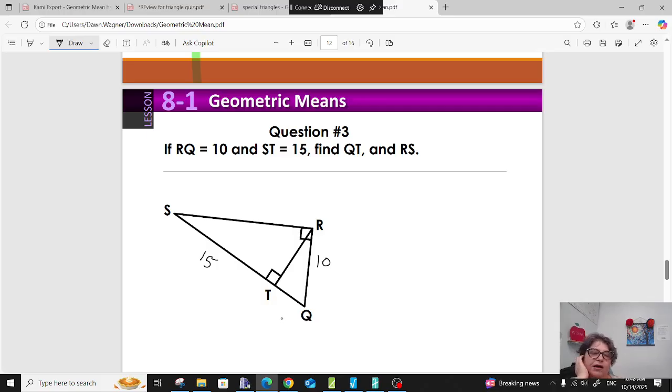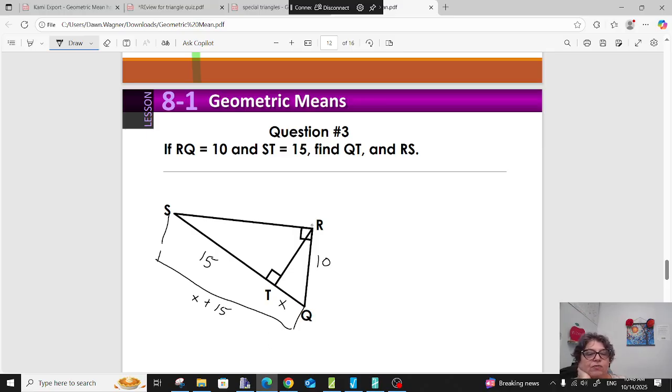No, you do not. Okay, so I need the side it touches and the whole hypotenuse, right? But the side it touches is QT, and I don't have QT. And then all I have is ST over here. I'm going to call this X. And then I'm going to call the whole hypotenuse X plus 15, because I wasn't given all the information I needed, right?